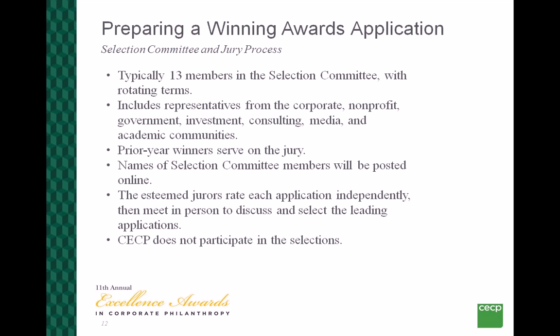In terms of the judging process, each juror will score each application separately. They then come together for an in-person meeting, and the scores that they've given each company are used as the starting point for a lively discussion of who should be the winner. At the conclusion of that discussion, each selection committee member anonymously votes to decide the winner. CECP does not participate in that selection committee meeting except to organize it and send out the preparatory materials. It really is the work of the selection committee that ultimately decides who wins.